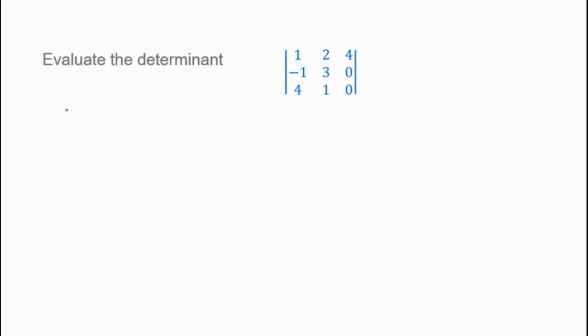So now consider this problem. Evaluate the determinant of 1 2 4, minus 1 3 0, 4 1 0. Now I will expand along the first row. The first row contains 1 2 4. Now we have the sign scheme, plus minus plus. It is better to remember the sign scheme for the 3 by 3 matrix: plus minus plus, minus plus minus, plus minus plus.